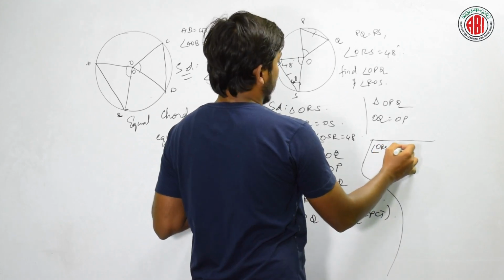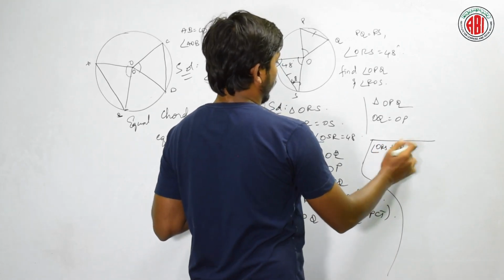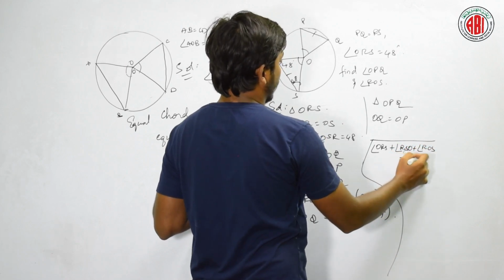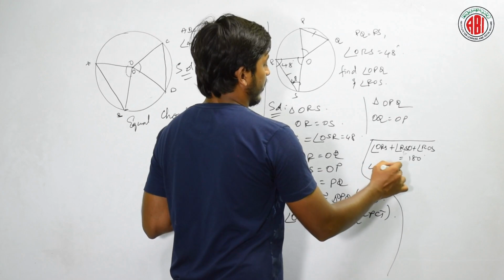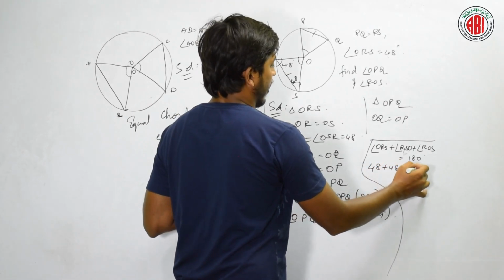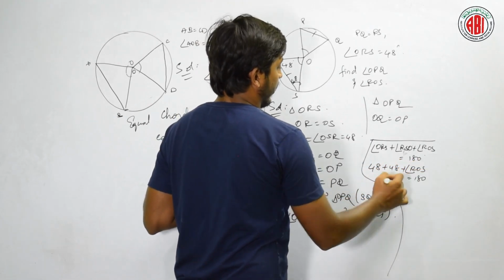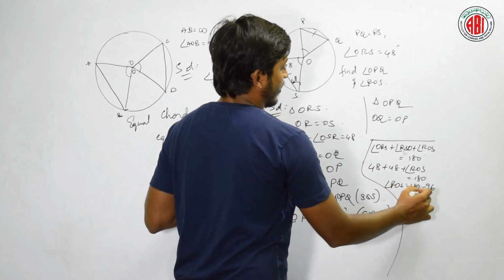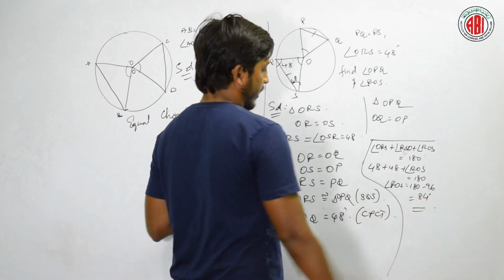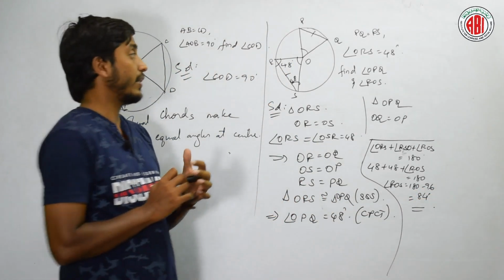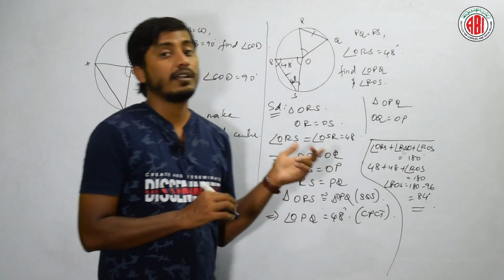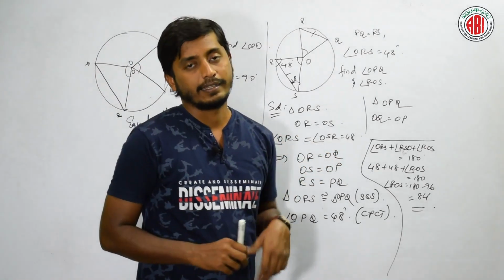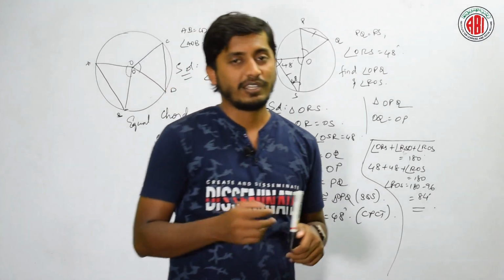that is angle ORS plus angle RSO plus angle ROS is equal to 180. We know this is 48, this is 48, so angle ROS is equal to 180 minus 96. How much is it? 84 degrees. Clear? What is the rule we used here? Two equal chords always have equal angles at the center. Shall we move on to the next problem?